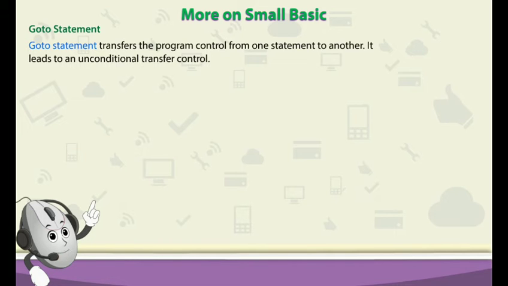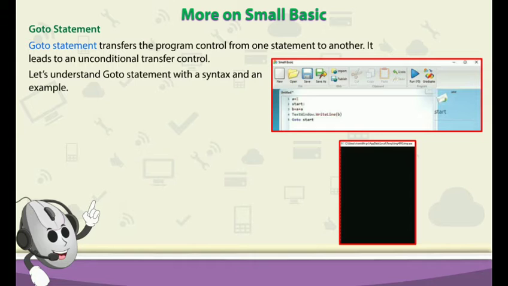Now let's learn the goto statement. The goto statement transfers the program control from one statement to another. It leads to an unconditional transfer of control. Let's understand the goto statement with syntax and example. So the syntax is goto and a label.